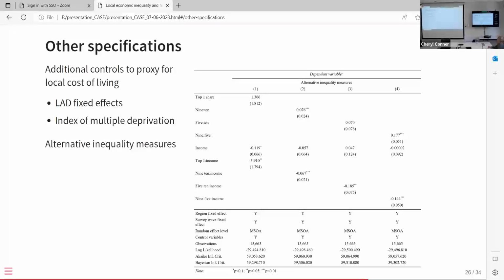So here's the table for the inequality measure. It doesn't matter if you take the top 1% or different ratios. For each of these measures, there's a negative interaction term, including all controls.